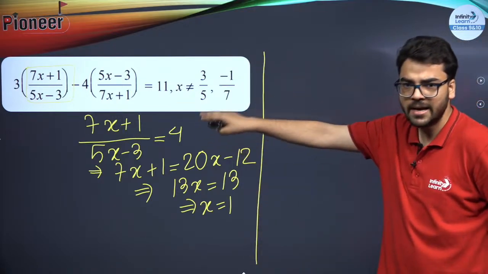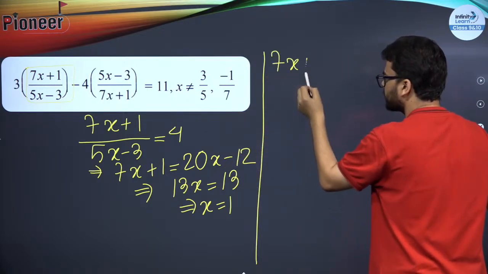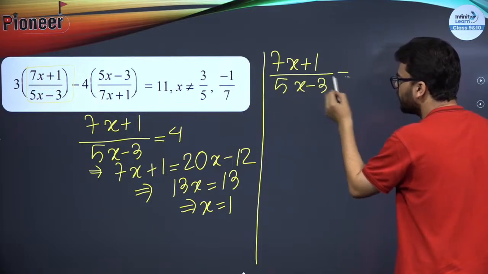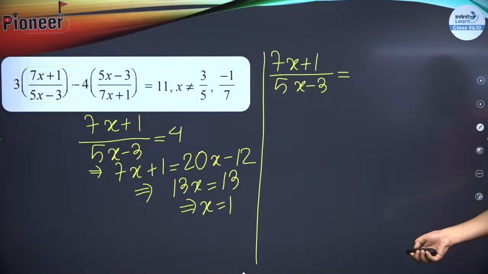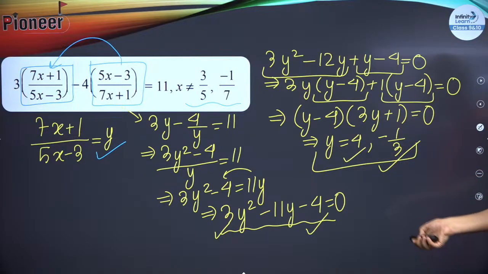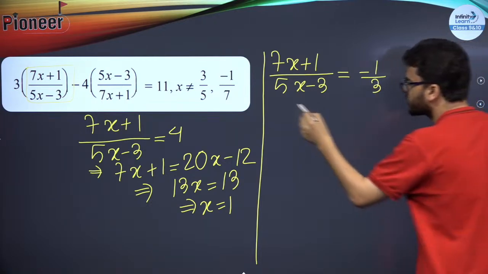The same thing, (7x + 1) upon (5x - 3). We have assumed it to be equal to y, and the other value of y is minus 1 by 3. So we have to put it equal to minus 1 by 3 as well, right? So let's solve for x over here.